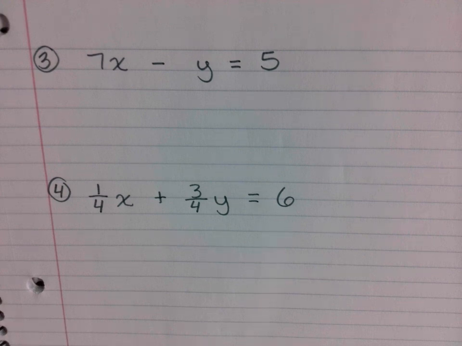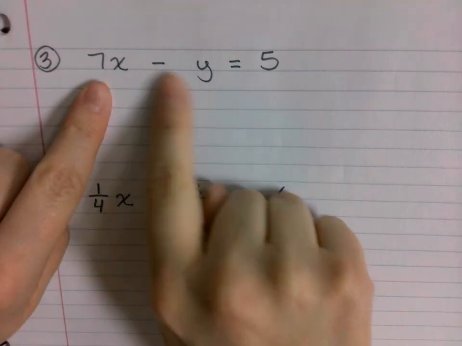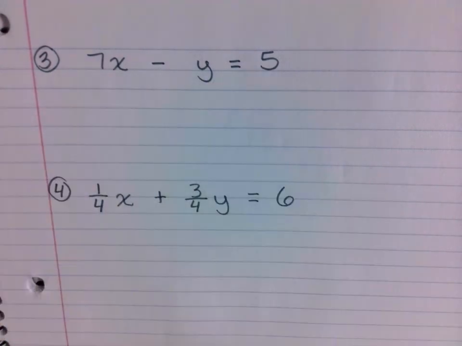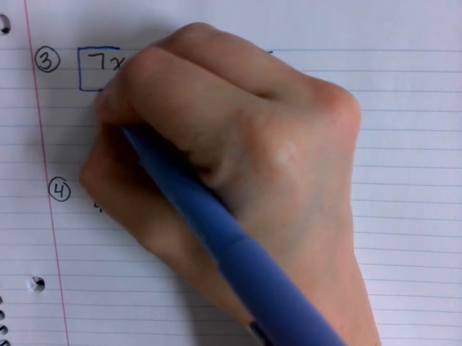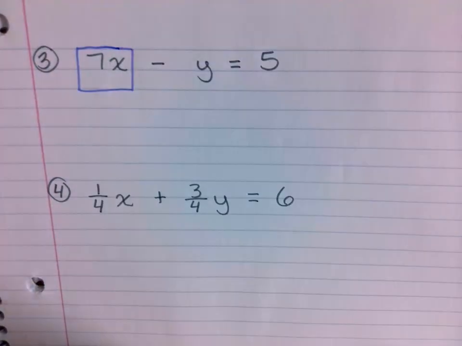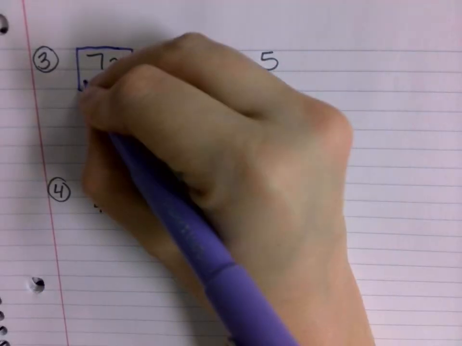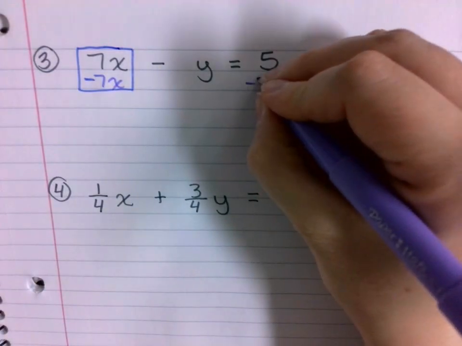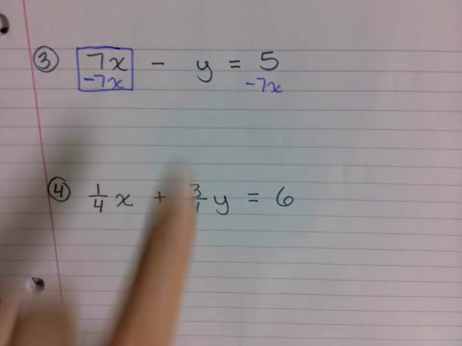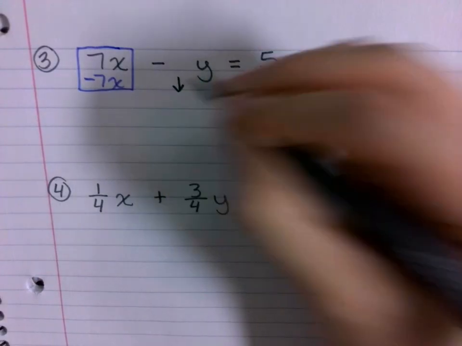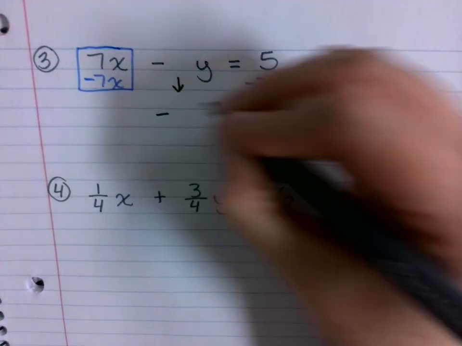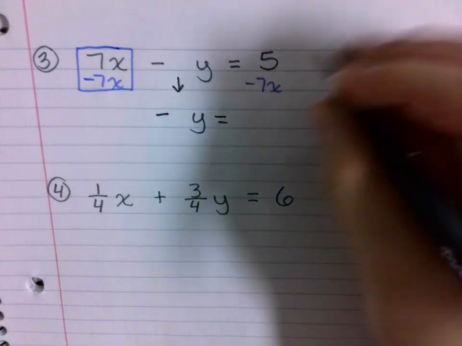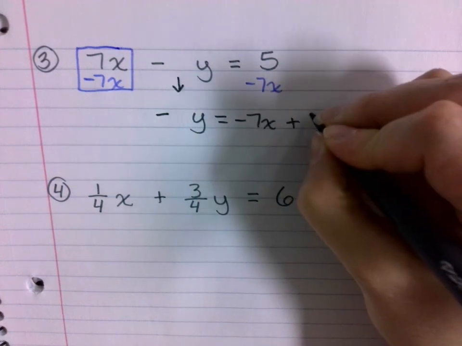All right, let's go ahead and go over this. So for problem number 3, we have 7x minus y is equal to 5. Inverse operation of 7x is going to be what? Minus 7x. Good, so we're going to subtract 7x from both sides. Now that minus y is going to come down. Don't forget that that minus sign is there, so it does act as a negative sign now. So we have a negative y is equal to negative 7x plus 5, because that 5 is positive.